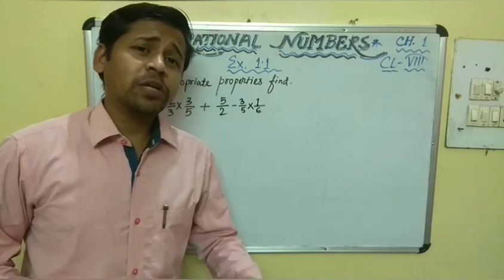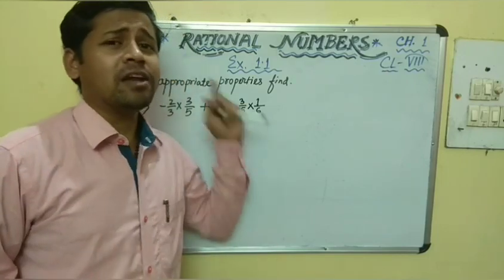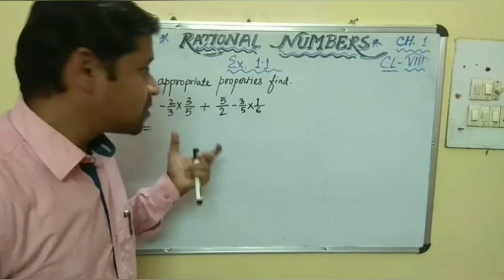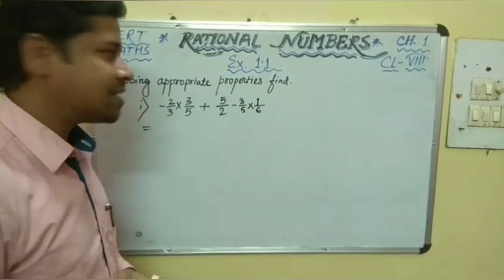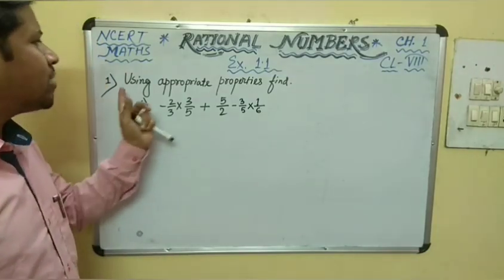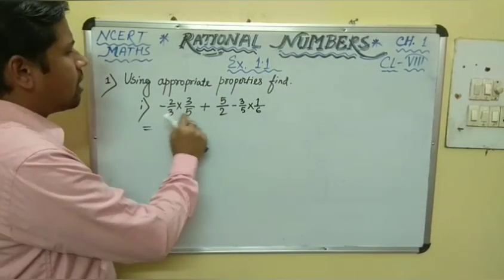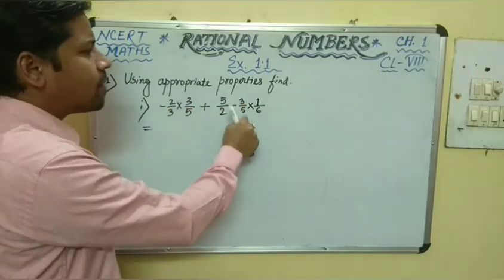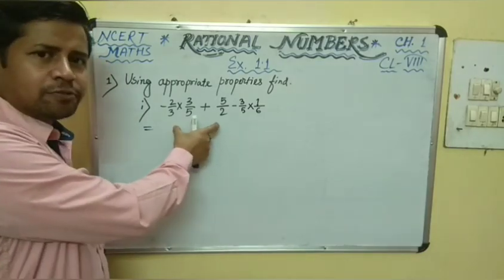Today, students, we are going to discuss NCERT Class 8 Mathematics, Chapter 1, Rational Numbers, Exercise 1.1 problem solving. So we are going to solve the problems in Exercise 1.1. Let's start. Question number 1 says: using appropriate properties, find the value of minus 2 by 3 into 3 by 5 plus 5 by 2 minus 3 by 5 into 1 by 6.